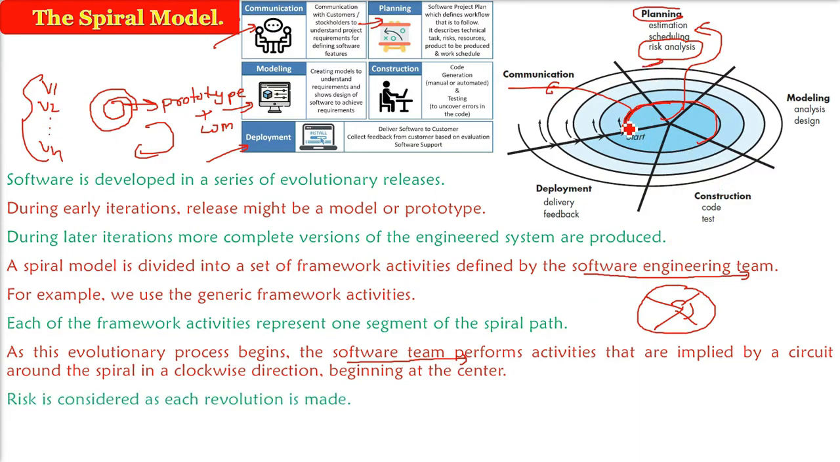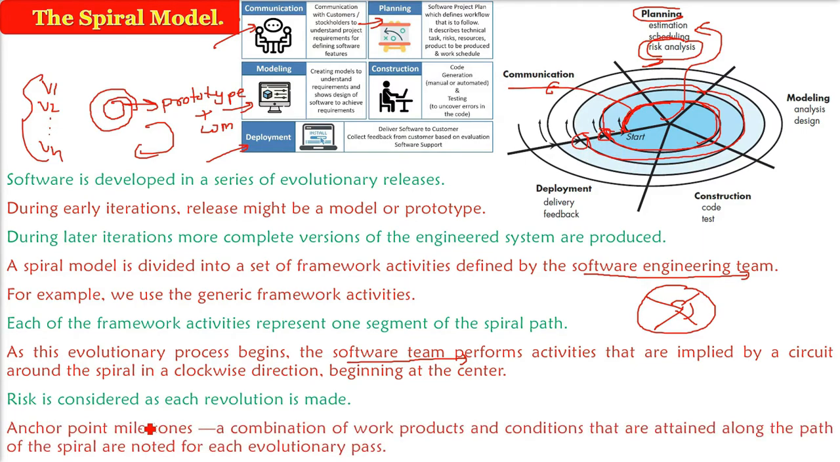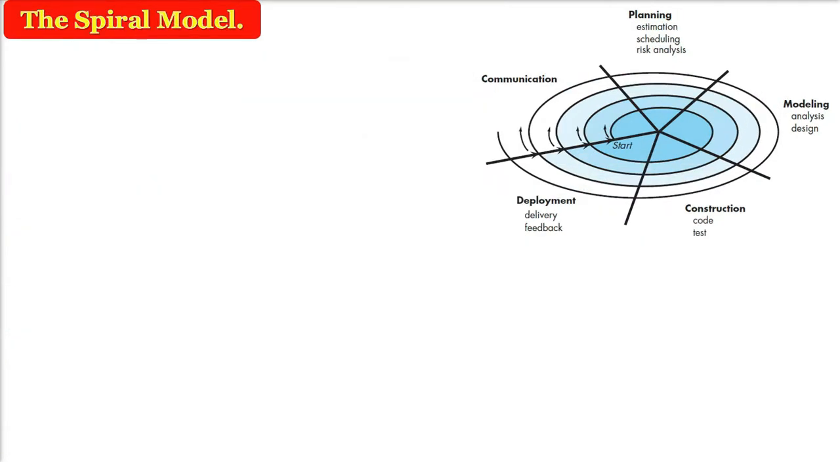Every circle, you can say, or every spiral activity will give certain result. And every time you have to do the risk analysis. In this case, we are talking about the framework activity. Here we are taking one segment where we will do this risk analysis. An anchor point milestone, as I said, there will be some output, the work product. And for one evolutionary pass, that is one spiral you complete, there will be some milestone. There will be some work product, there will be some release version.